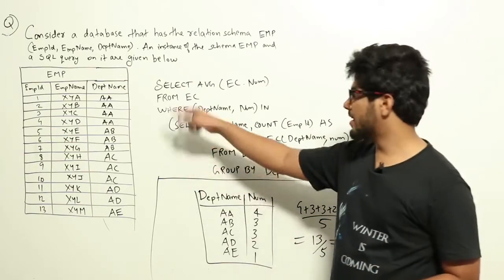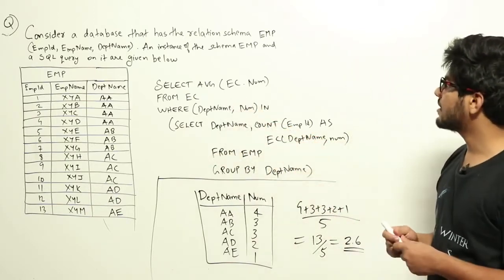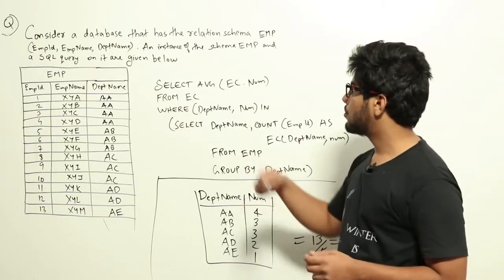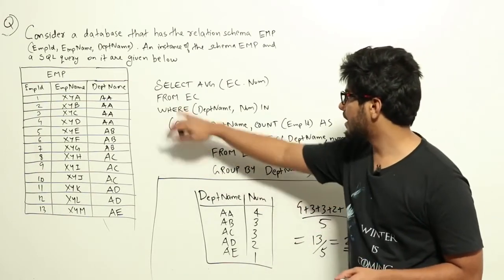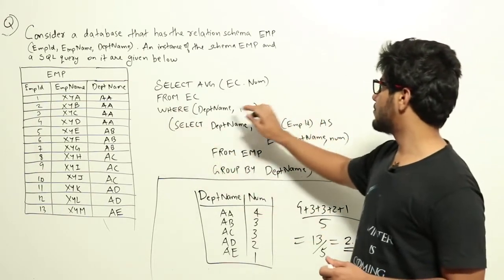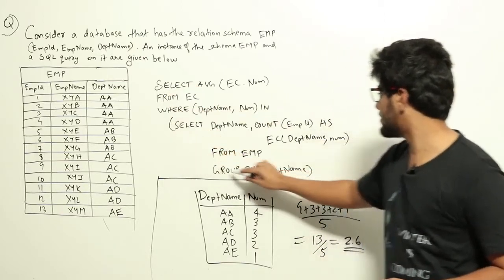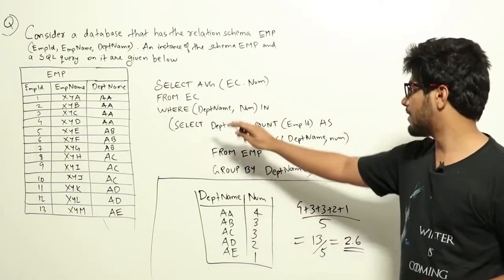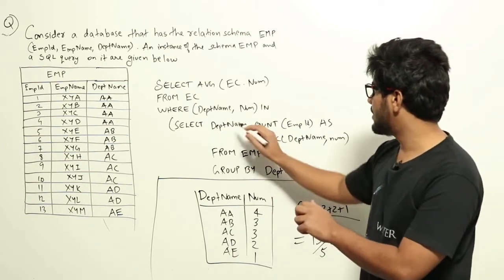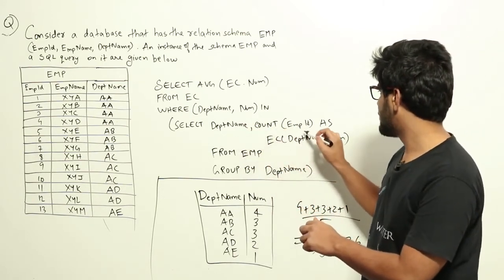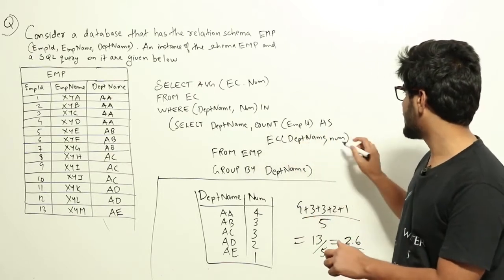So we have been given this table and this query on it, and they are asking what the output would be. If you take a look at this query, the query has two parts. One is an outer query, and then there is an inner select query. So first we'll find out what the inner query does. What the inner query does is select department name, count of employee ID as department name num.